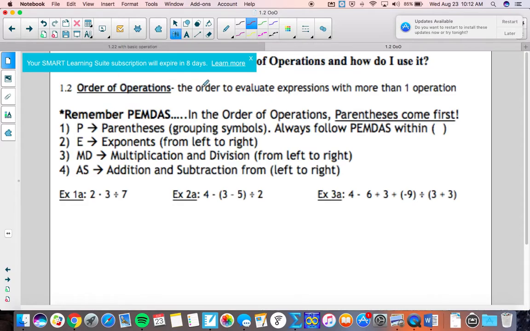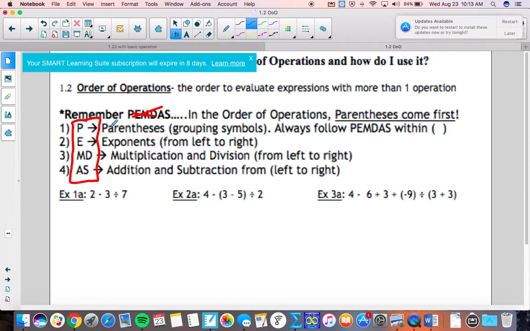So the definition is the order to evaluate expressions with more than one operation, where you have to make a choice on what operation you do first. So PEMDAS, which I don't like to write this way, I like to write this way, is what helps us do that. Because the first thing we have to do is the first letter, or what's on top. It's like our top priority.